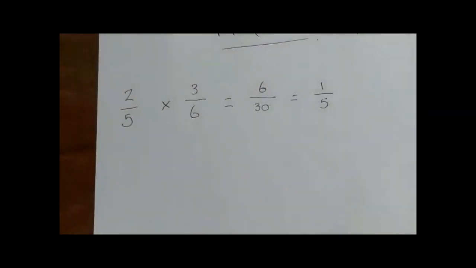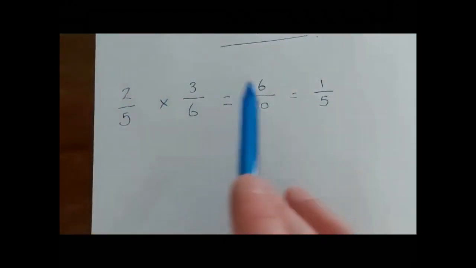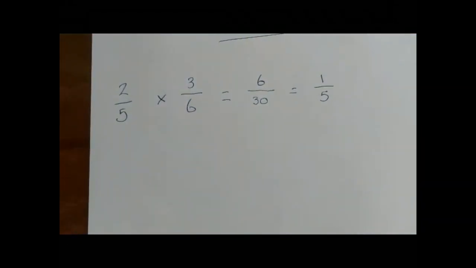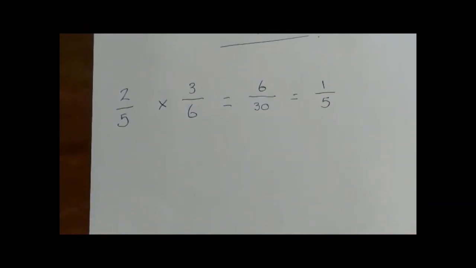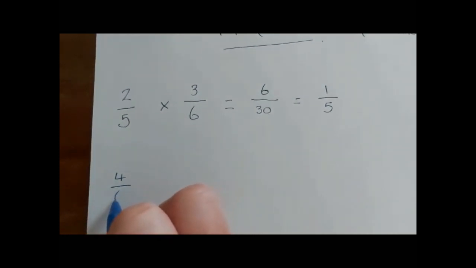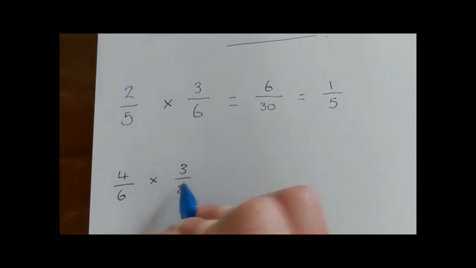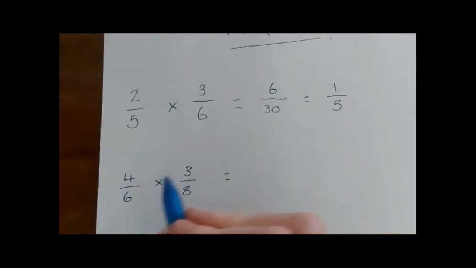But year 5, at the moment, what I'm looking at is for you to get to this stage and remember to multiply your numerators and your denominators. And then the simplifying is your challenge if you want to do that. So let's do one more together for multiplying. We could have 4/6 multiplied by 3/8. So remember, we multiply our numerators.